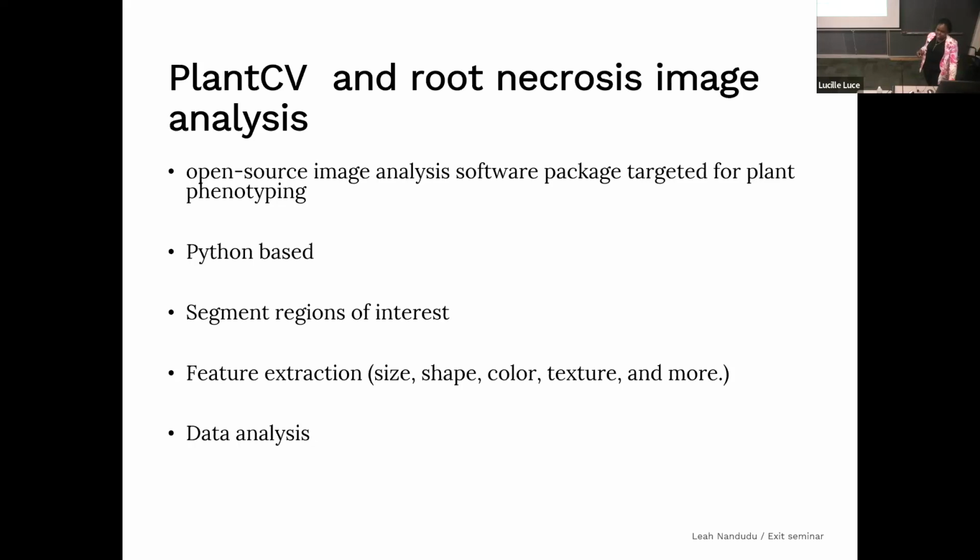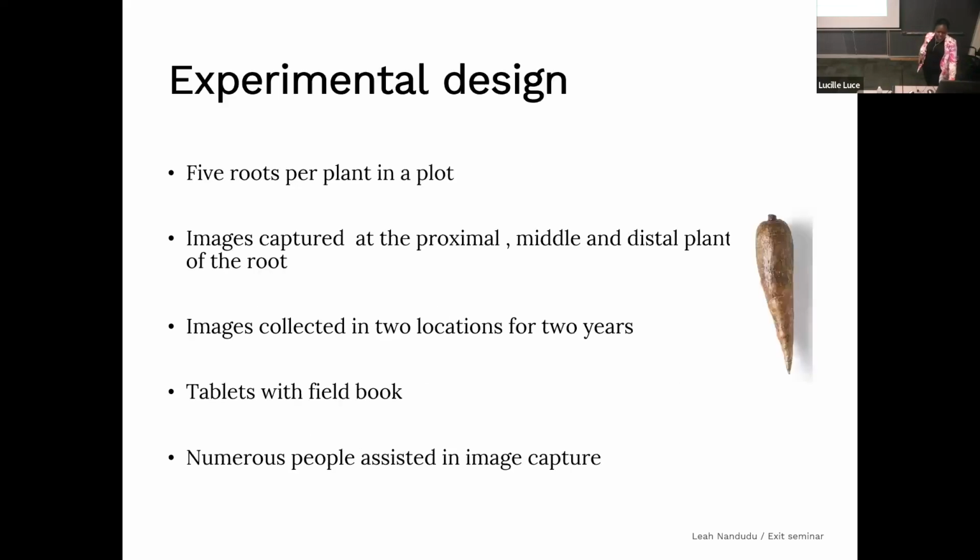We have the ability to extract features based on size, shape, color, texture. So we inputted images in PlantCV, and then we got an output file that we use for downstream data analysis. The experimental design in this case is, we collected 5 roots from each plant in a plot. A plot is made up of 10 plants. So each plant, 5 roots. Images were captured at the proximal end of the root, the middle, and the distal end. Images were collected in both locations across both years.